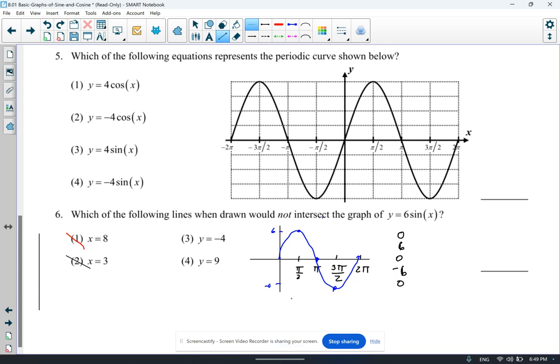y equals negative 4 is a horizontal line that's above negative 6. Well, that's intersecting, so that's not working. But y equals 9 is a horizontal line, and I don't know why this line is not listening. I'm just going to draw another line. So y equals 9 is just this line, and it's going totally above. And since the maximum value of this function is the amplitude of 6, it's not intersecting the line y equals 9. And so that's why this is the answer.